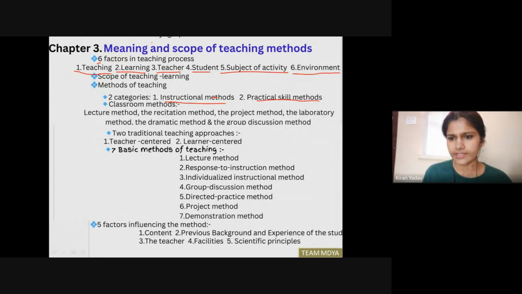Classroom methods: lecture method, recitation method, project method, laboratory method, dramatic method, group discussion method. And two traditional teaching approaches are teacher centered and learner centered. There are seven basic methods of teaching. Remember the names of these: lecture method, response to instruction method, individualized instructional method, group discussion method, directed practice method, project method, demonstration method. We will see these in this chapter. And five factors influencing the method: content, previous background and experience of the student, teacher, facilities, and fifth is scientific principles. So let's see.